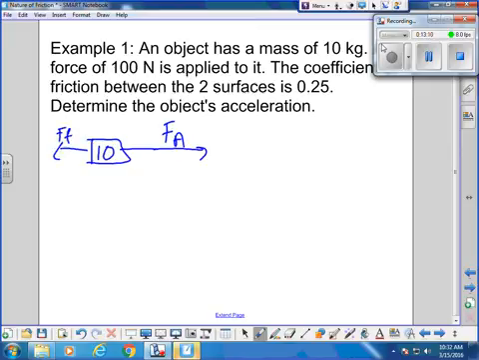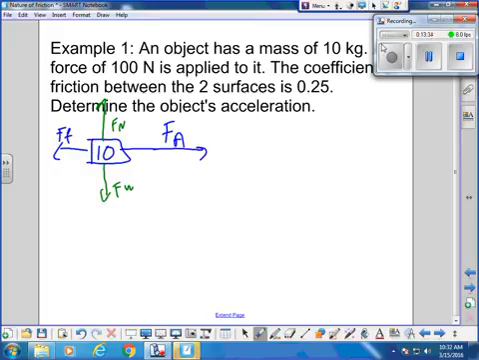Is there a weight force and a normal force? Absolutely there is. But because the object is flat, would you say that the weight force and the normal force are equal to each other? Yes. They are, right? Otherwise, the object would be jumping up in the air, falling through the floor, right? Okay. So the net force up and down is balanced.